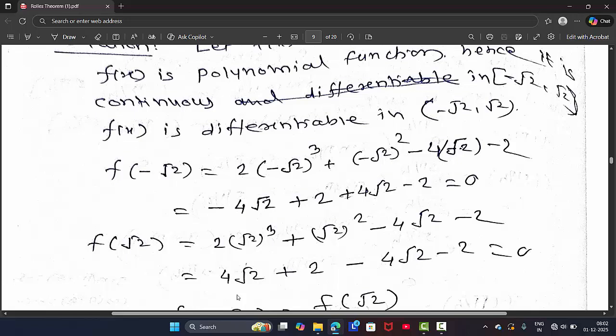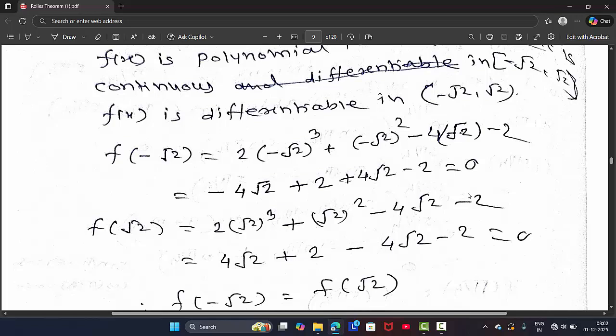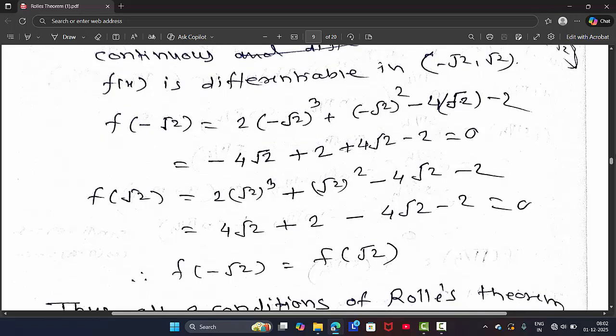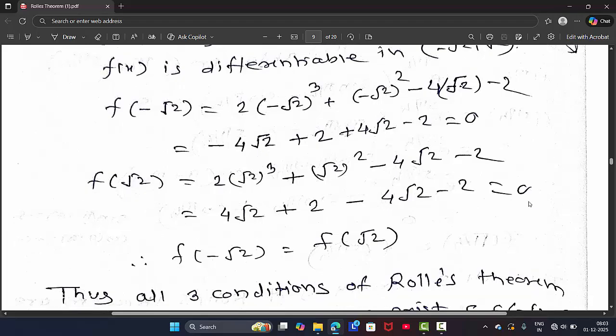f of minus root 2 becomes 0: 2 into minus root 2 cube plus minus root 2 square plus minus 4 into root 2 minus 2, which becomes minus 4 root 2 plus 2 plus 4 root 2 minus 2 equal to 0. And similarly, f of root 2 also becomes 0. And that's why f of minus root 2 equal to f of plus root 2.